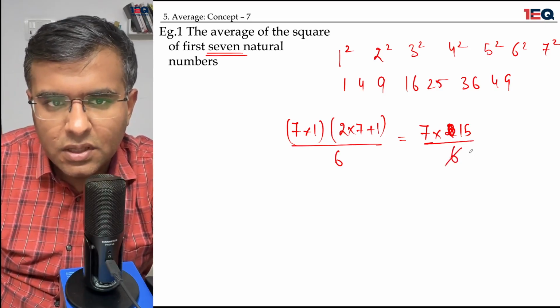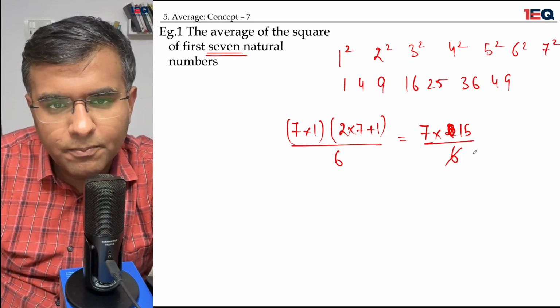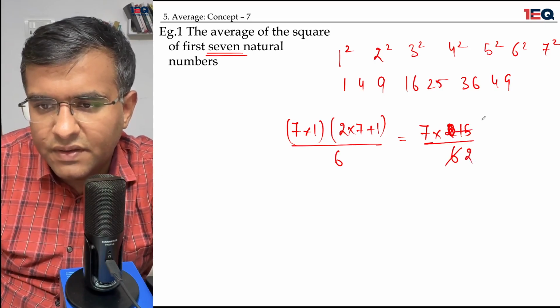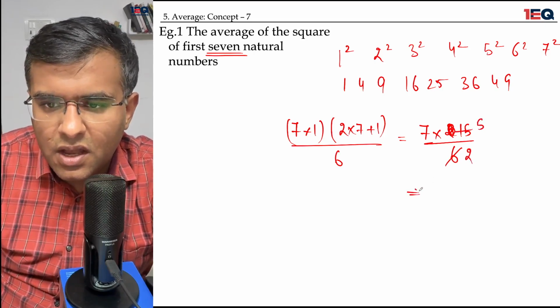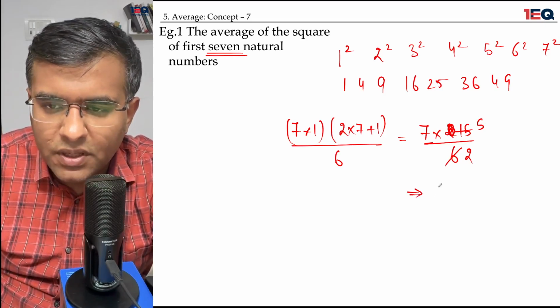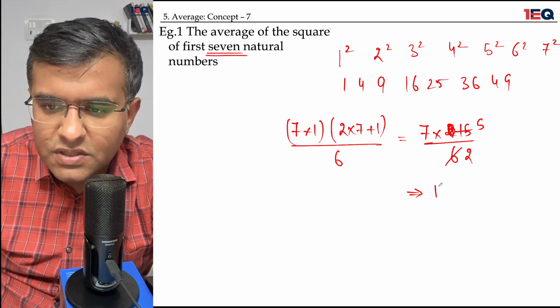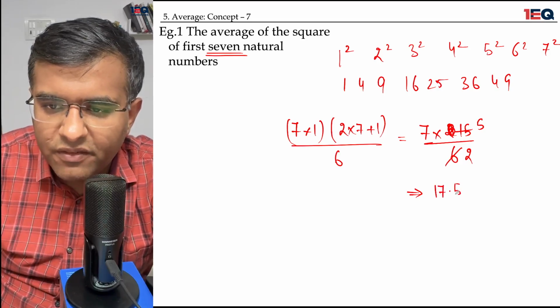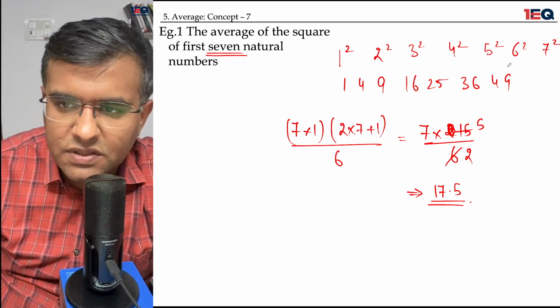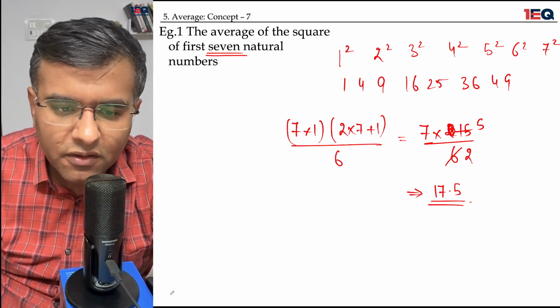This would give me what? This would give me 3 2s are 6 and 3 5s are 15. And the average comes out to be 35 by 2, which is also equal to 17.5.